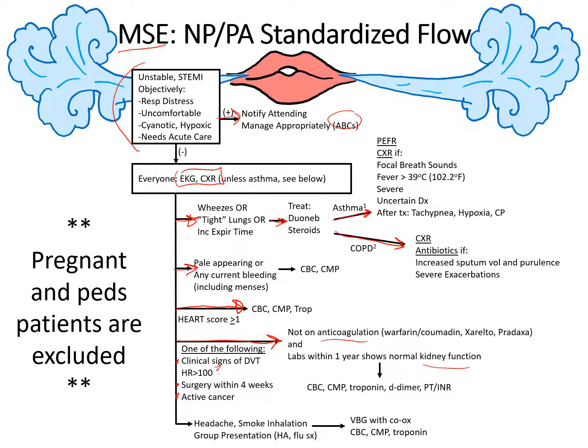Lastly, if they have an associated headache, smoke exposure, or a group presentation, then you can order a VBG with co-oximetry for carbon monoxide poisoning. I did not include methemoglobinemia for the MSE because if they are hypoxic or cyanotic, they should get a prompt comprehensive evaluation.